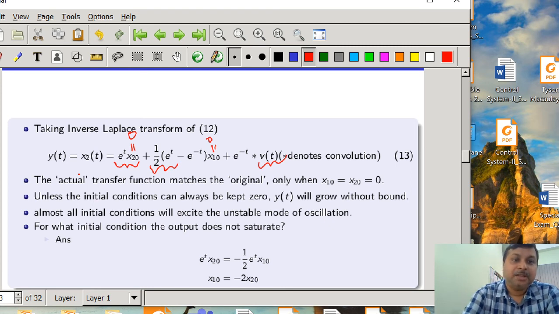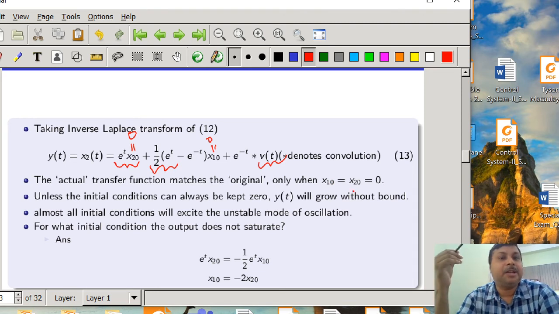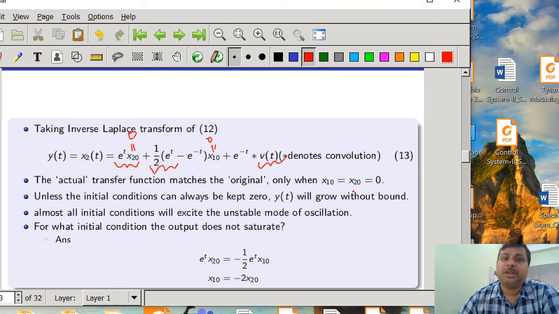So the actual transfer function matches the original only when x1(0) equals x2(0) equals 0, but it is not possible to always keep the initial conditions of this dynamical system equal to 0. So unless the initial condition can always be kept 0, y(t) will grow without bound. That is very important. Almost all initial conditions will excite the unstable mode of oscillation.